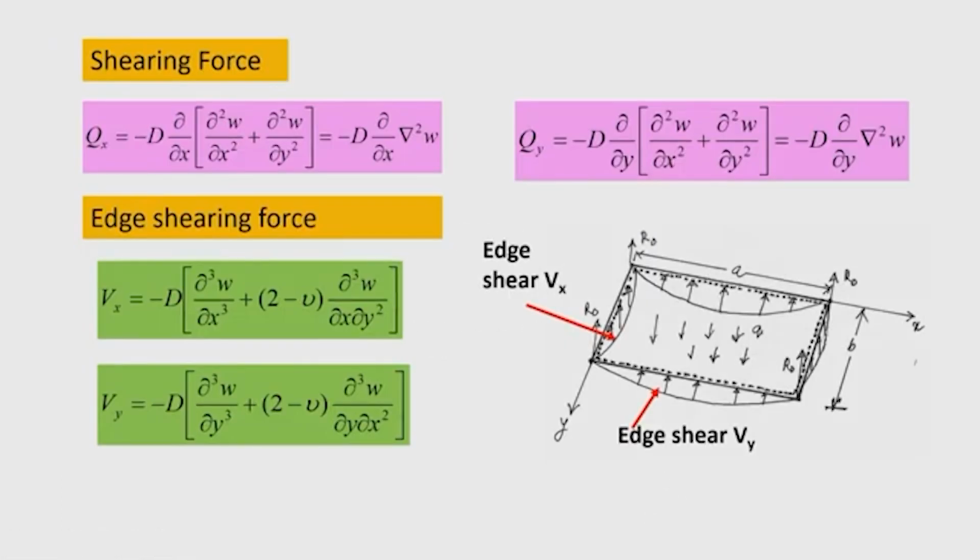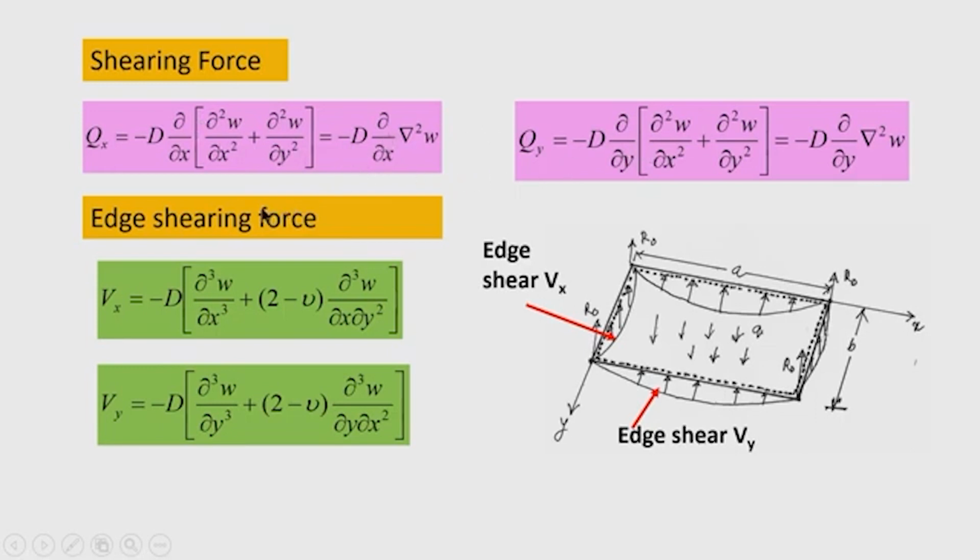Now, here see this shearing force expression. Shearing force expression is given as minus D del by del x of del square w, where del square is a Laplacian operator. Similarly, Q_y is also given as minus D del by del y of del square w, where del square here is a Laplacian operator. So, it is obvious from these two expressions.